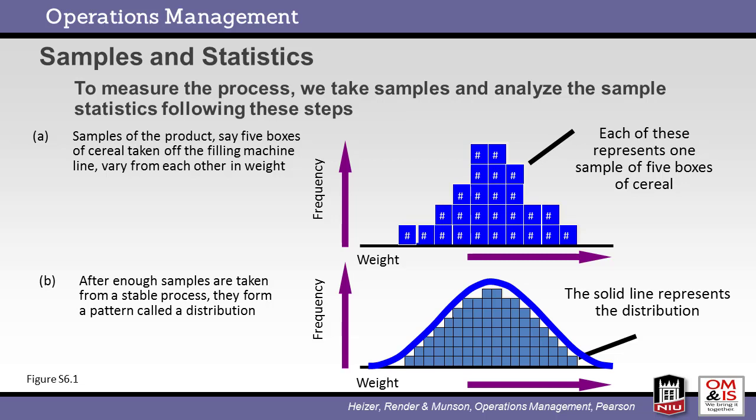In this example, boxes of cereal are pulled and weighed. Each sample includes 5 boxes. The results are plotted on a graph showing the frequency of each weight. We find that if we gather data from enough samples, we will generate a distribution curve as shown here.